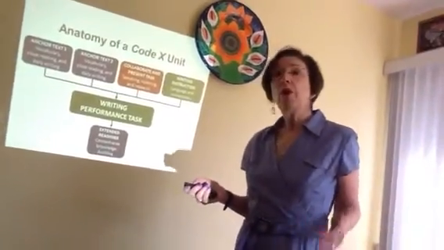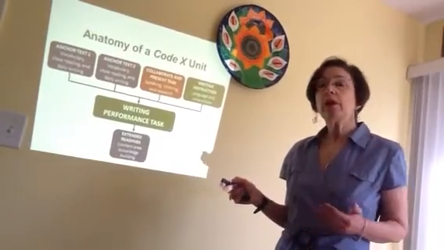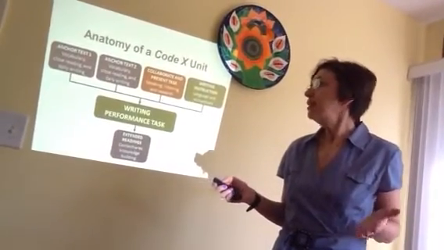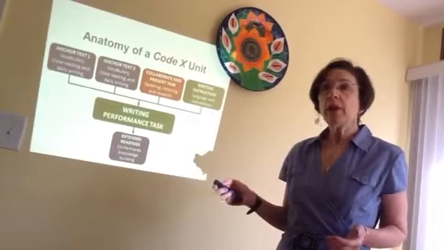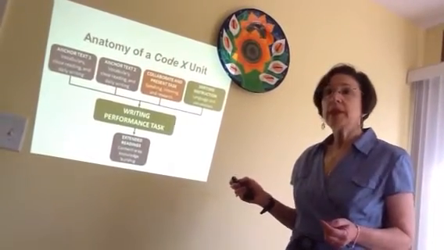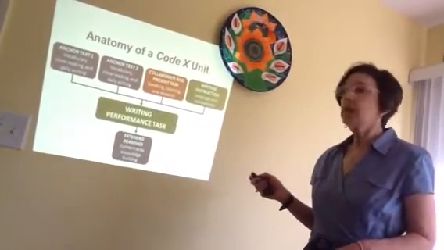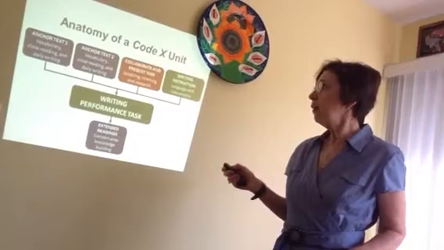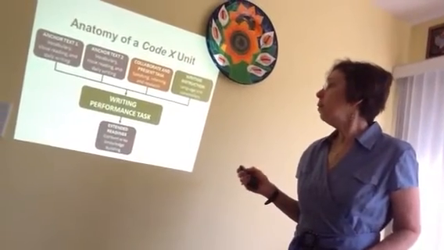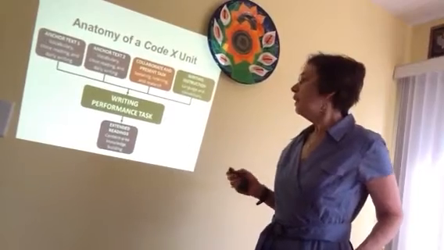For the anatomy of a Codex unit, these are the components. You have 2 anchor texts, and they include reading the text, close reading, vocabulary, and daily writing. There's a collaborate and present task, which is in red, which includes speaking, listening, and research, where students work together and present. And there's writing instruction that always occurs in green, with language and conventions.